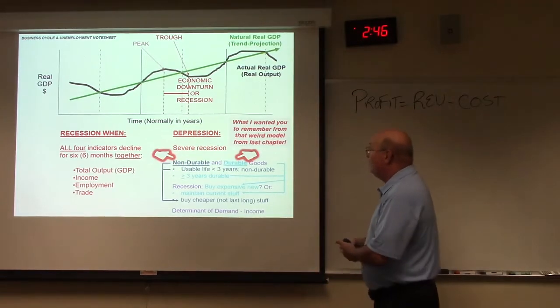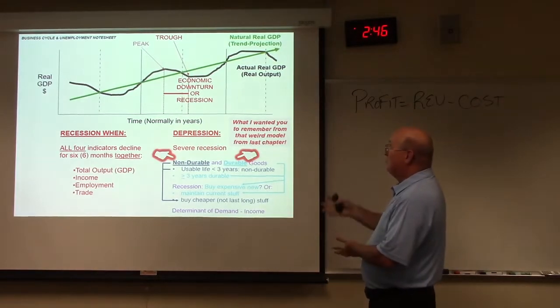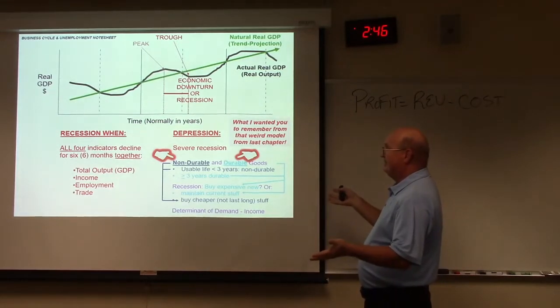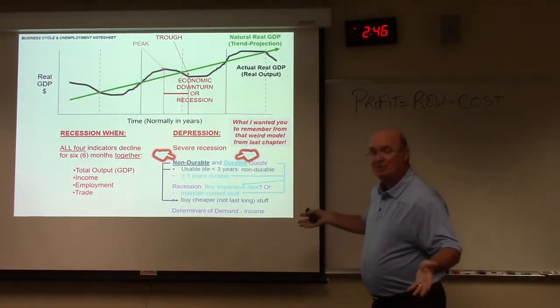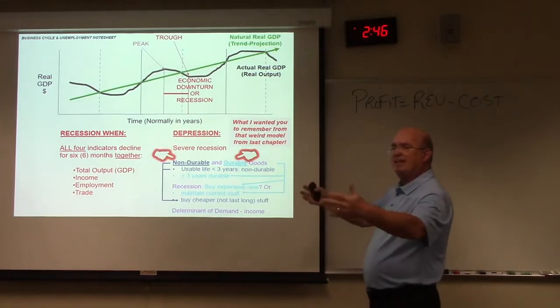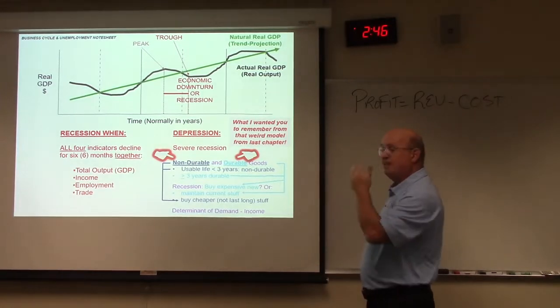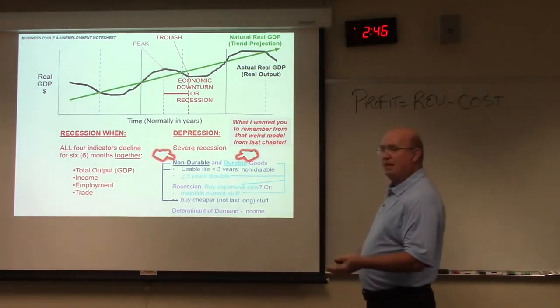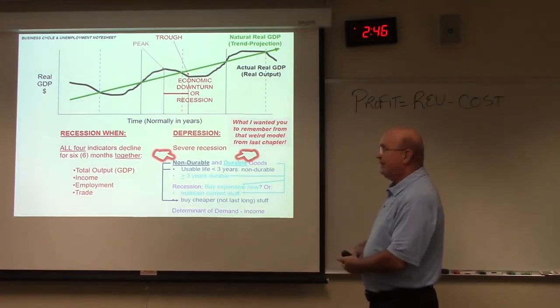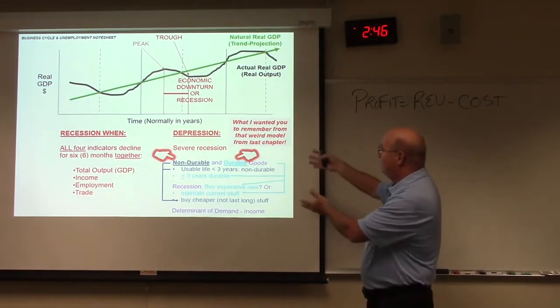Now, what is a severe recession? Well, nobody really knows, right? We call the Great Recession the one from 2007 to 2009. What's a depression? It's a bigger recession. Okay, so we have no real clue what's going on here.